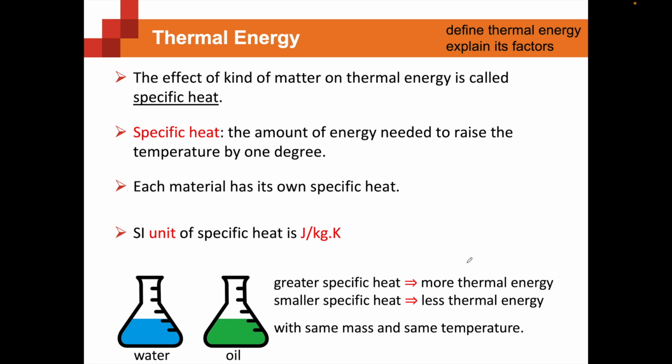As I mentioned, different types of material have different energies as well. This is something we're going to talk about here called specific heat. Each different material has a different specific heat capacity, a different amount of energy needed to raise the temperature. Simply put, specific heat is the amount of energy you would need to raise the temperature by 1 degree. Okay, there is a unit for it. We can call it joules per kilogram Kelvin or joules per kilogram Celsius. You can use either.